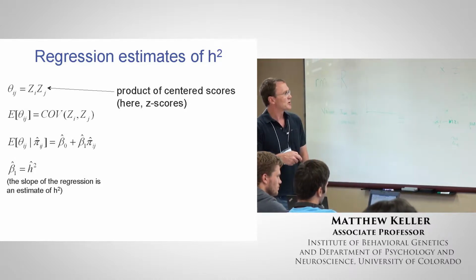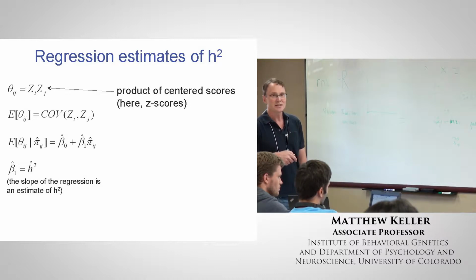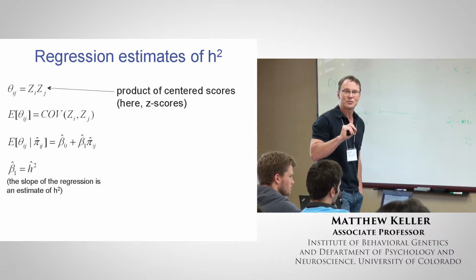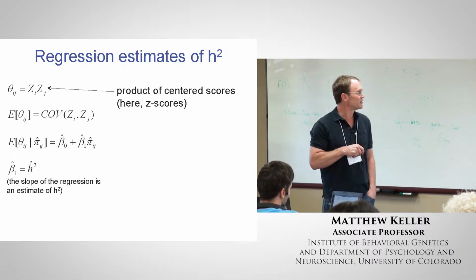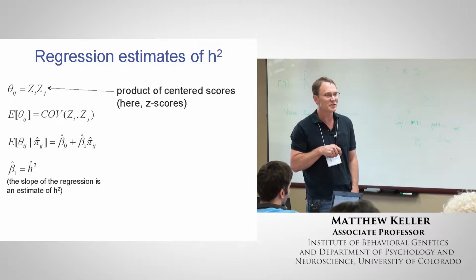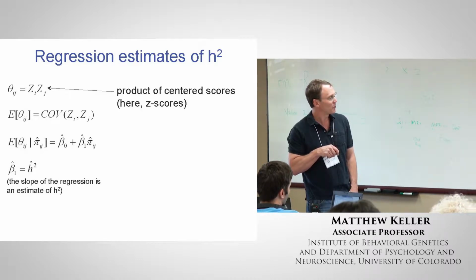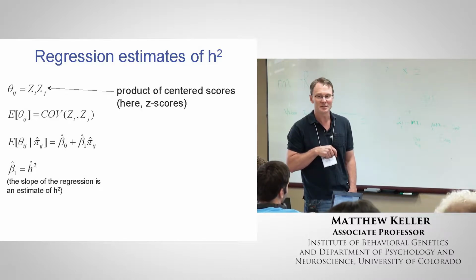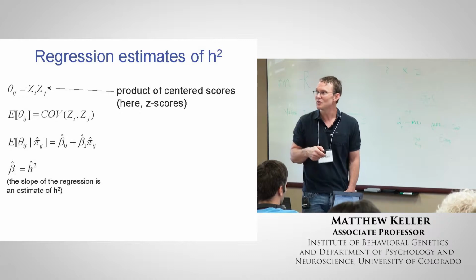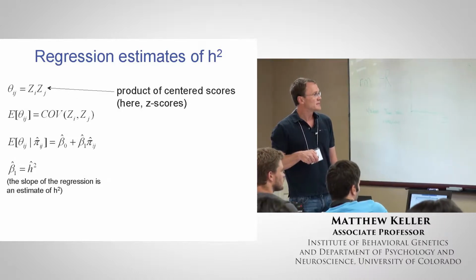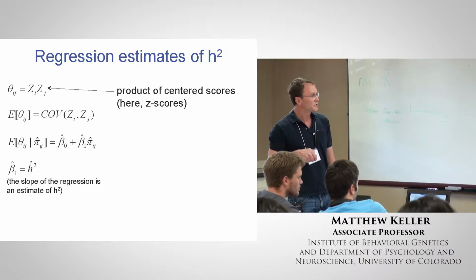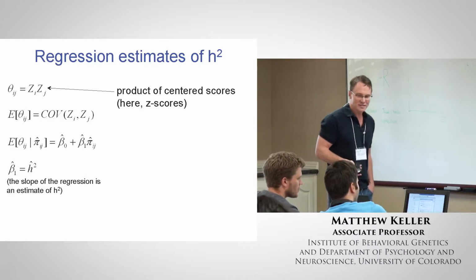So what we're going to do is model this as a function of the genetic relatedness. We're going to allow that observed correlation between two individuals to vary as a function of how genetically related they are. We're just going to model this in a simple ordinary least squares regression. So the expectation of the product of two centered phenotypes, given their pi hat, is equal to beta naught plus beta 1 times their genetic relatedness, which we denote pi hat ij. That's the genetic relatedness between two individuals, and we'll talk about how we calculate it in a second. If you do this, then the slope of that regression is an estimate of the heritability.